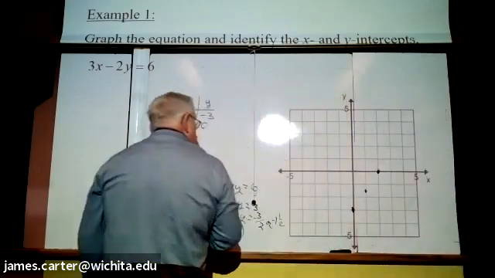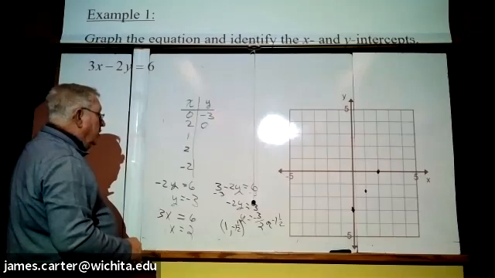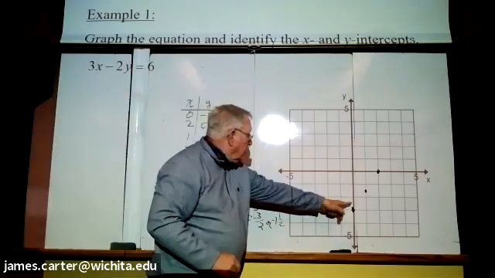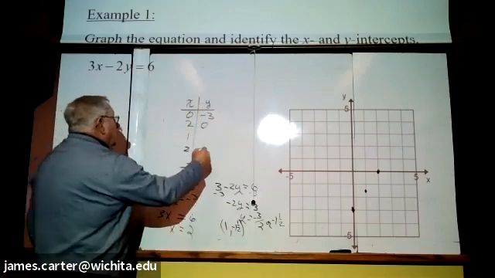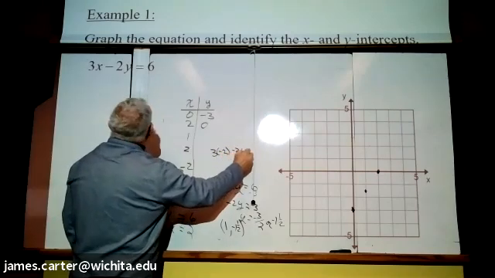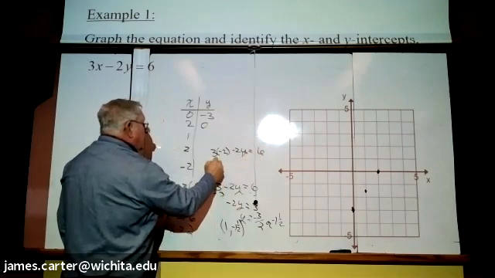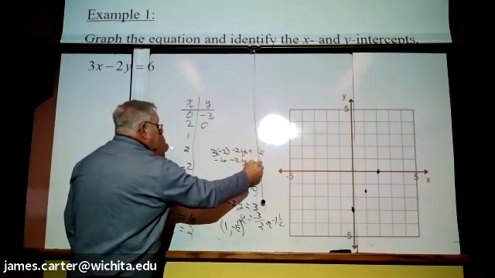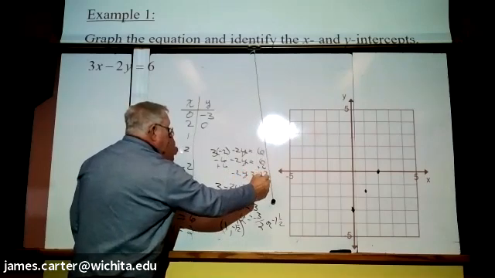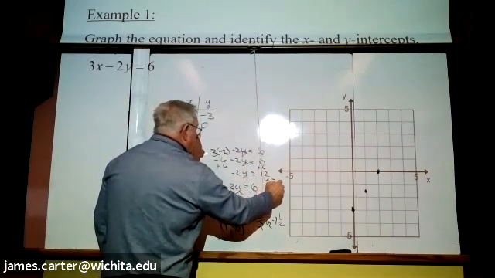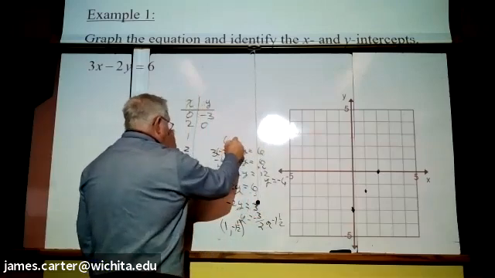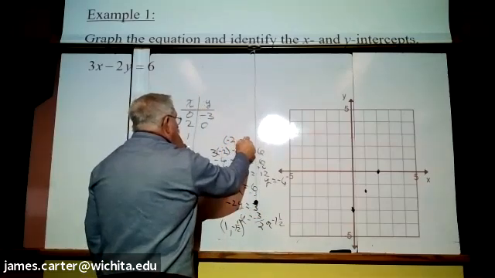Let's go ahead and use a negative value here. If x is negative 2, well, actually, it's going to go way down. It might hit right there. We'll go ahead and do it. So 3 times negative 2 minus 2y equals 6. Negative 6 minus 2y equals 6. Add 6. Negative 2y equals 12, and y equals negative 6. So that gives me the point (-2, -6).